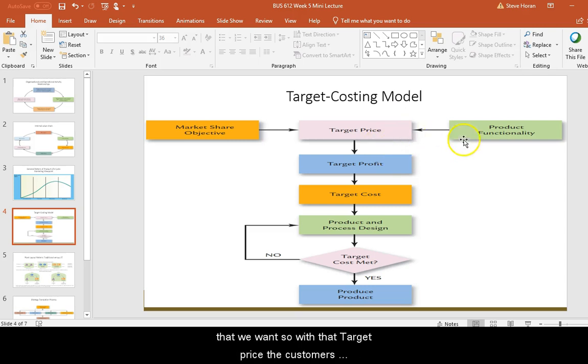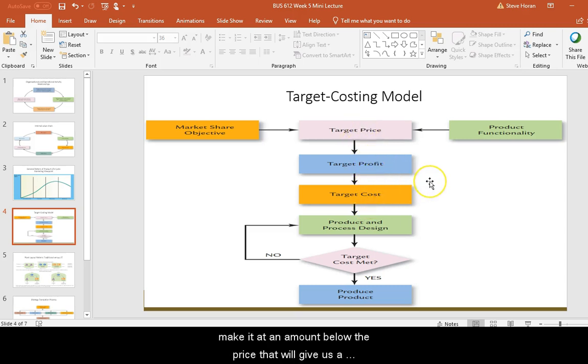So with that target price, will the customers have the functionality, features, choices, design that they want? And also keep in mind, we're trying to either maintain or gain market share with that. So it's very much a marketing focused approach. So asking our customers, what would you pay for this product with these features? And then from there, we have to figure out, well, can we make it at an amount below the price that will give us a target profit?